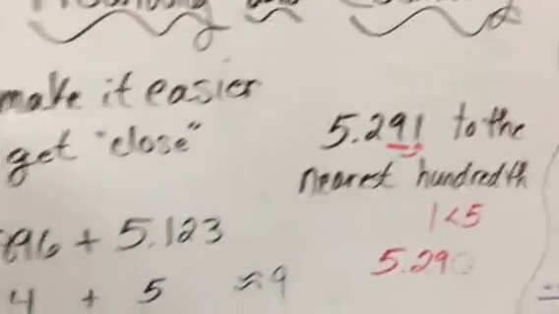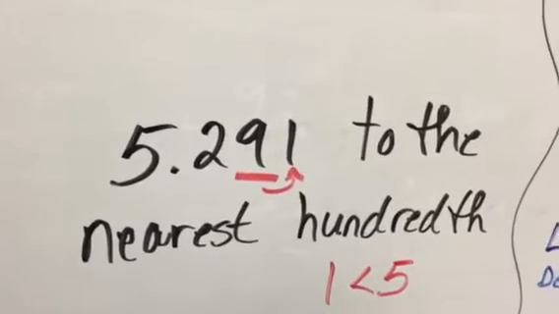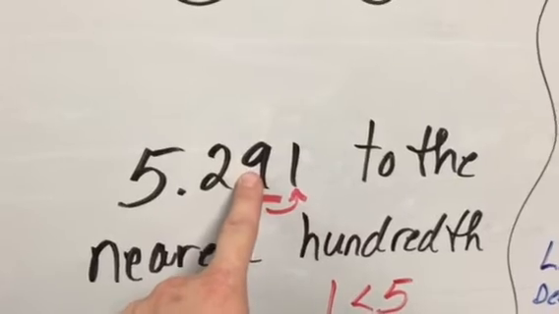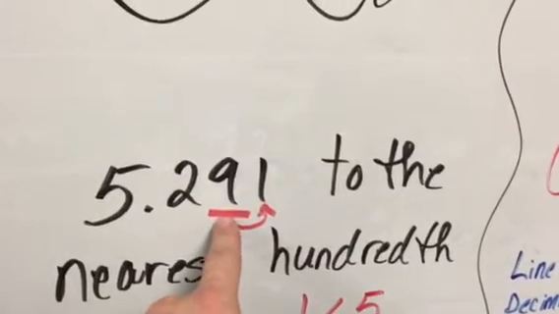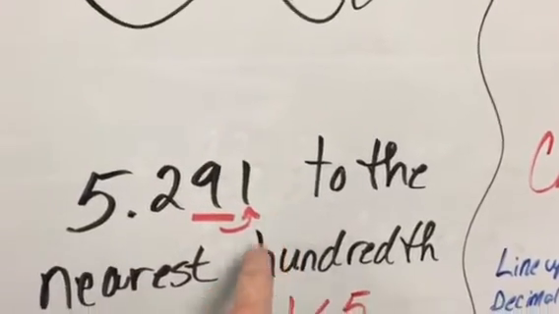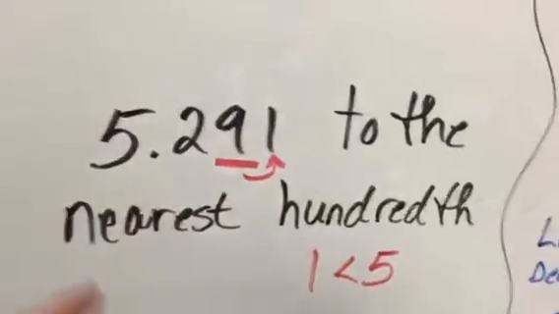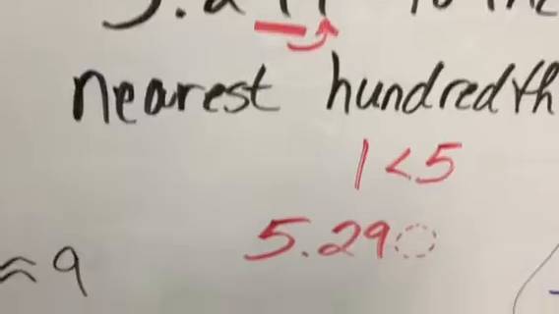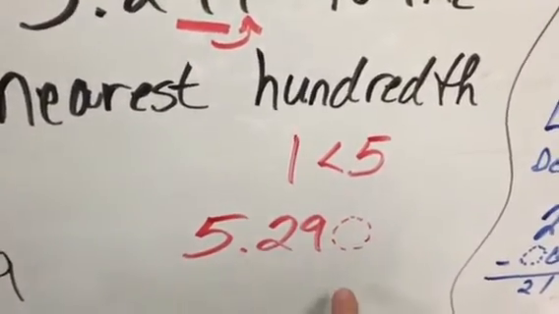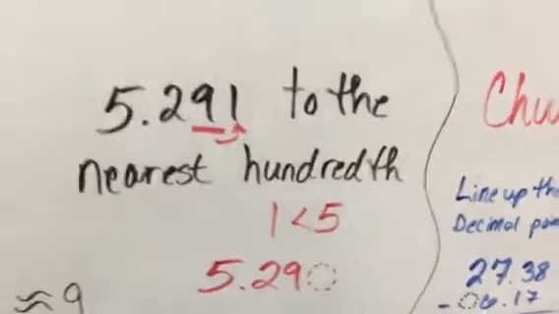Something you'll see even more often on this test is we'll say round to the nearest hundredth or round to the nearest tenth. What you do to round is you find the rounding digit, so it says to the hundredth, so the digit that's in the hundredth position, and you look at the digit next to it. Since 1 is less than 5, I'm going to leave that 9 the same and make everything else a 0. So I get an answer of 5 and 29 hundredths, or 5.29, and I can put a 0 if I want to, but I don't have to because the number stays the same.